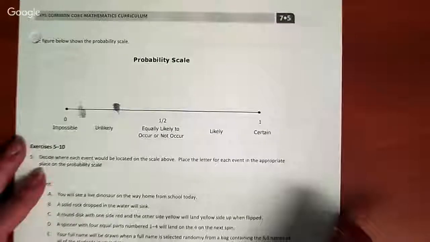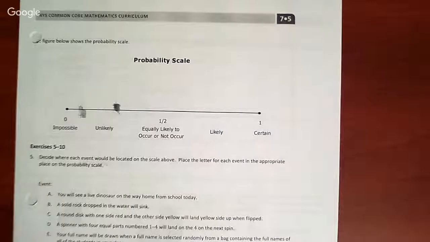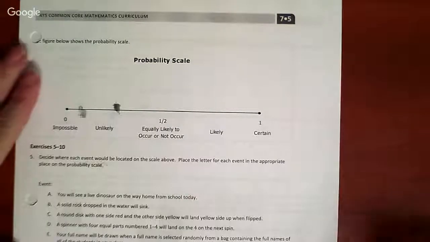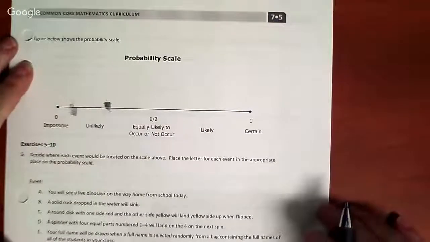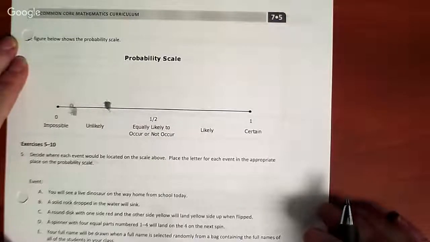So now, let's look at a probability scale. It goes from 0 to 1. Okay? And let's look at these exercises. Okay? Decide where each event would be located on the scale above. Place the letter for each event in the appropriate place on the scale.